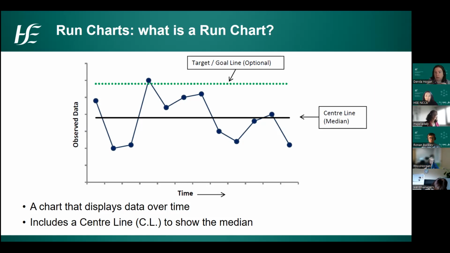So just finally, in relation to measurement, again, as we said, measurement should be linked to your aim. It should guide improvement and testing of change, and measurement should be integrated into the team's routine, and data should be plotted over time on your graphs.